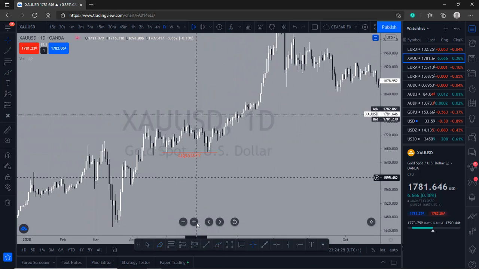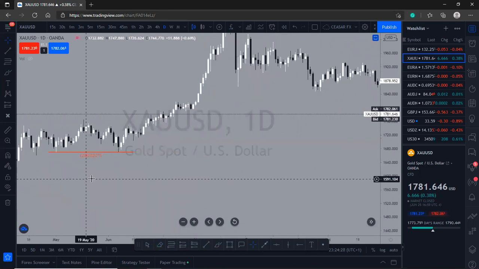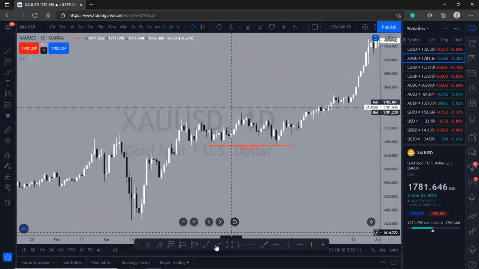So below this order block here, below these equal lows, there is this thing. This is the secret, by the way. You can see that there is this order block here.